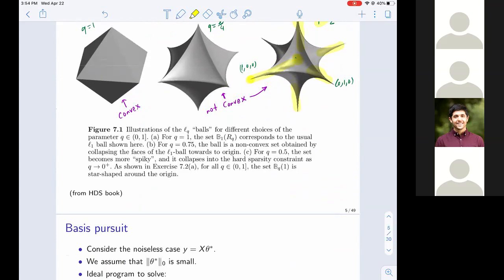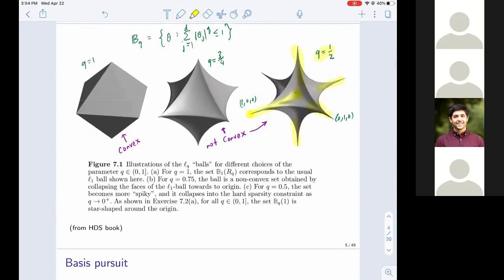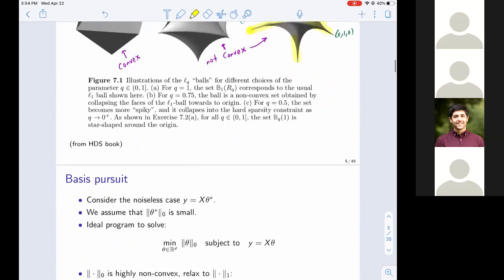Okay, questions so far? Also, Zach said L1 only, yes, that's correct. No questions? I'll pause a little bit. All good? Okay, let's move on then.